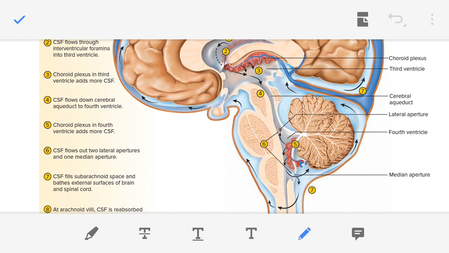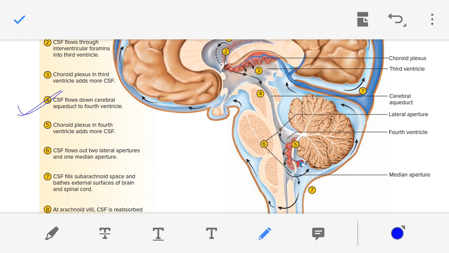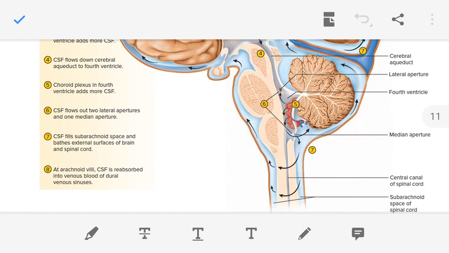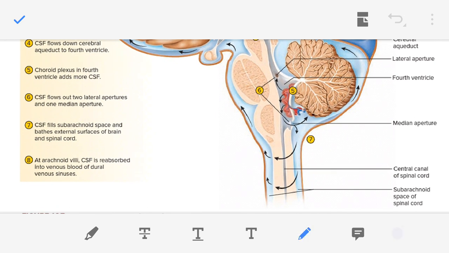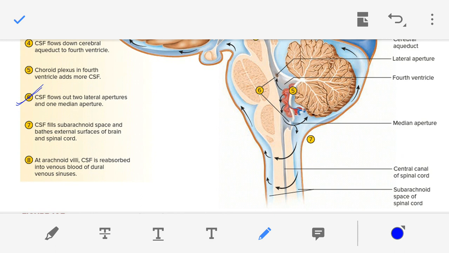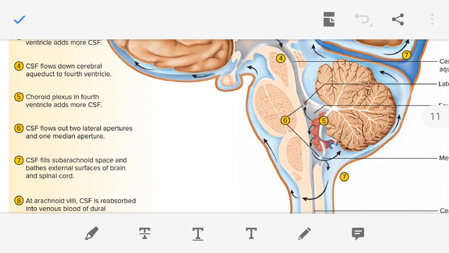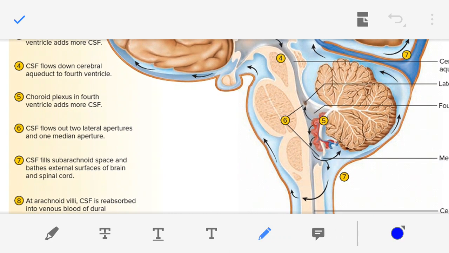So now what is happening? CSF flows down the cerebral aqueduct, and now CSF is entering into the fourth ventricle. Then what is happening? CSF flows out through two lateral apertures and one median aperture. But before that, let me discuss first this point: choroid plexus in the fourth ventricle.